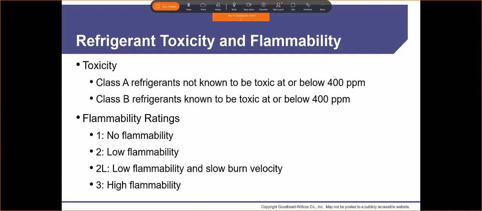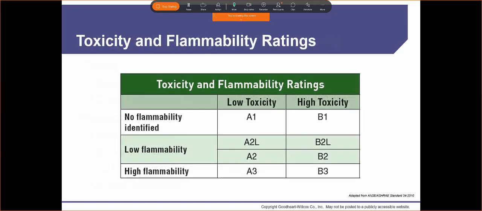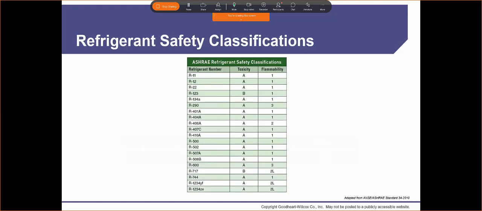So we have different ratings. We have flammability ratings: 1, 2, 3. Oh, of course, and we have a 2L, so low flammability and slow burn velocity. So we have the different levels, A1, B1, and so forth. So different designations for different types of refrigerants. And so here are all the different refrigerants.